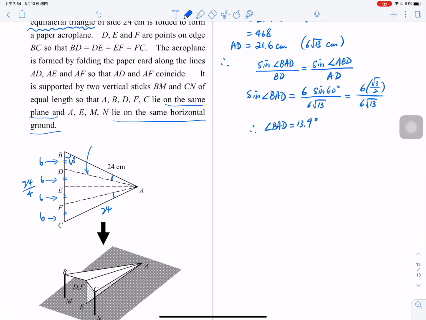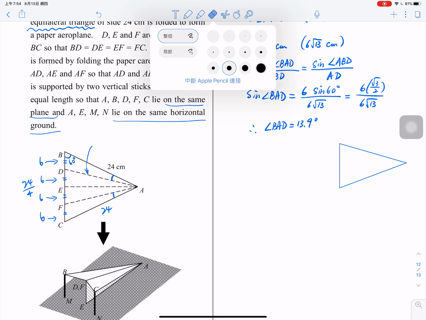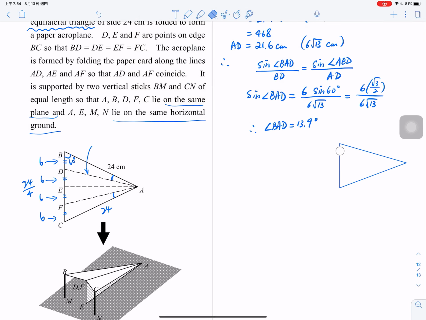I draw the top view here. It's easier for us to find. This one actually, maybe draw it like this. This one is B and this one is C and A.